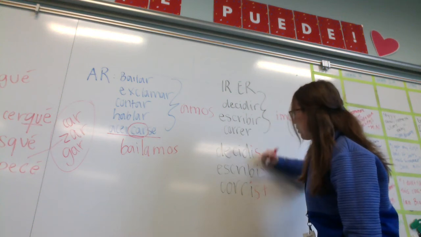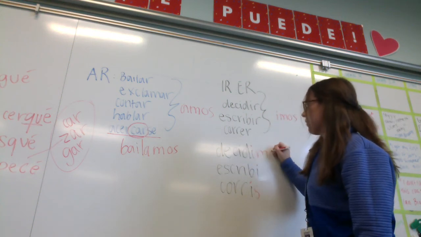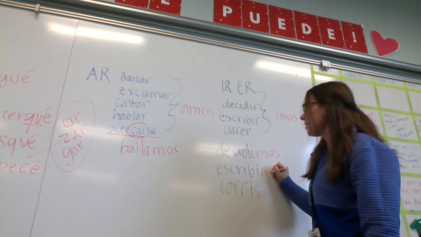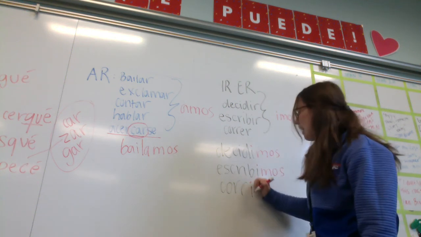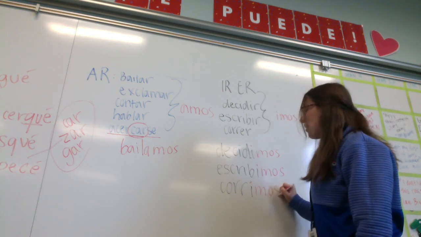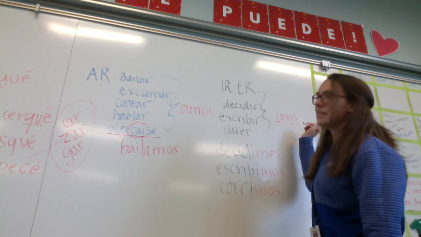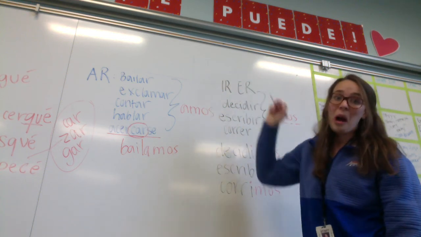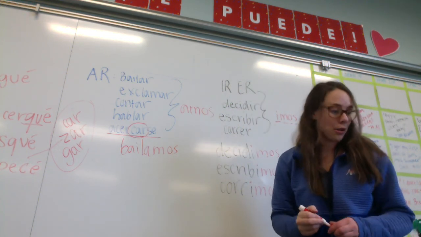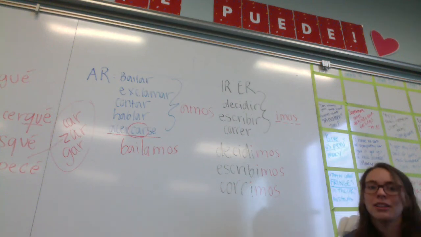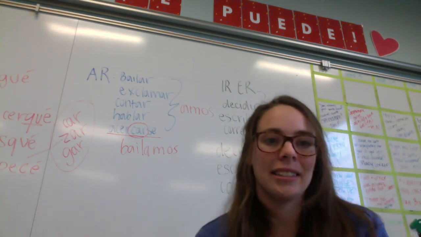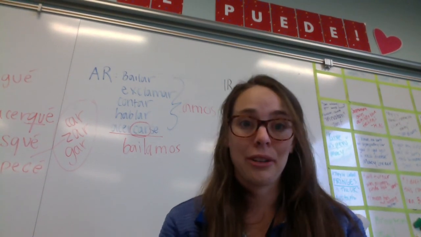And then last but not least, we have the IR-ER verbs, which is just IMOS. So decidimos, we decided. Escribimos, we wrote. Corrimos, we ran. And it stays with that I-M-O-S, even if it's an ER or IR verb. And that's how you know how to say actions in the past tense. This is for all regular verbs.